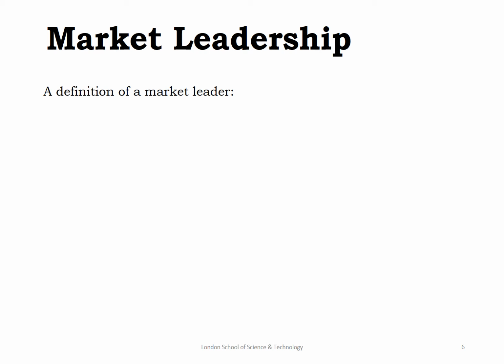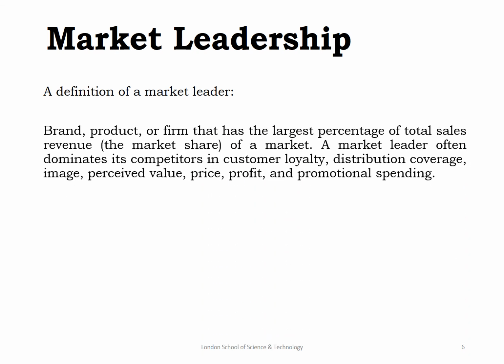So when we look at market leadership, try if you can come up with a definition for a market leader. A definition of a market leader: a brand, product or firm that has the largest percentage of total sales revenue, the market share of a market. A market leader often dominates its competitors in customer loyalty, distribution, coverage, image, perceived value, price, profit, and promotional spending.